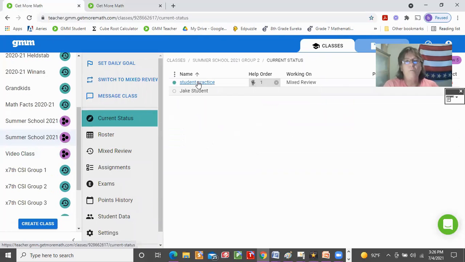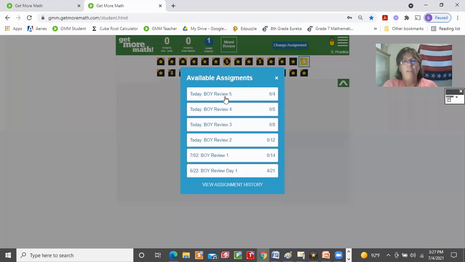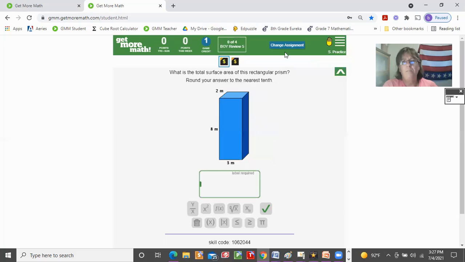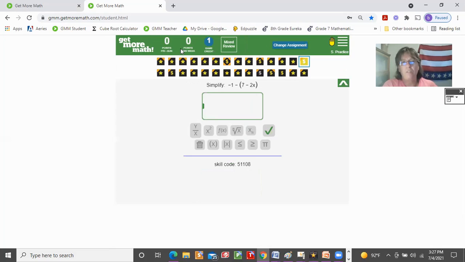If I'm working with another student and I can't get to this student to help yet, my recommendation is for them to switch over to mixed review and work as much as they can on mixed review. Then when I come back, they can put their beginning of the year review back up and say, okay, this is the problem I'm struggling with. It allows them to keep working, still getting their 25 points for the day, so they're not just sitting there doing nothing while they wait for me to come over and help them.